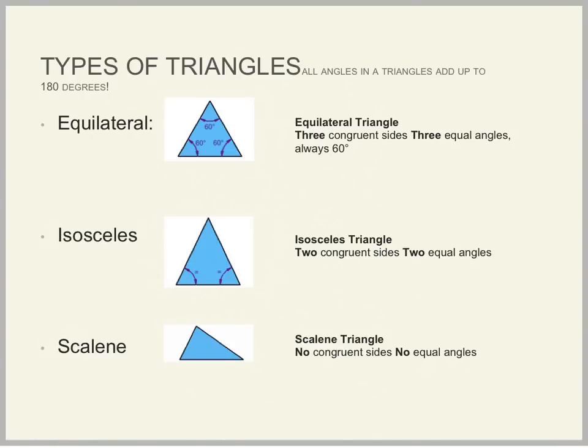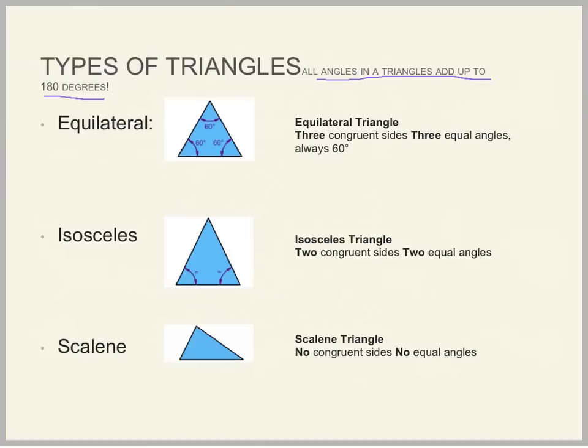Some types of triangles, 3 that we're going to be looking at, would be equilateral, isosceles, and scalene. Note that all the angles in a triangle add up to 180 degrees. Equilateral triangles have 3 congruent sides and 3 equal angles. Since all those angles have to be equal and add up to 180, they are 60 degrees.